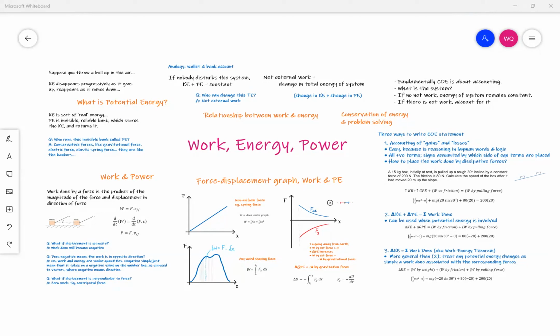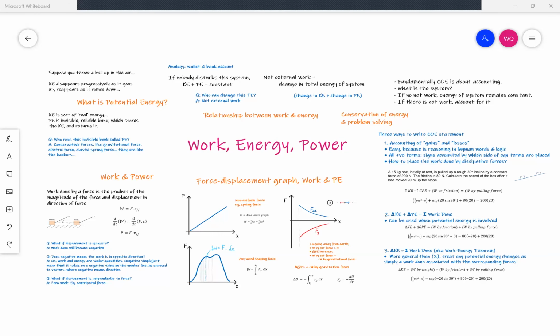So without some of these basic building blocks, I believe when you go into gravitational potential energy, you will struggle, and you will not appreciate why the definition of gravitational potential energy is constructed as such. So without further ado, let's begin.